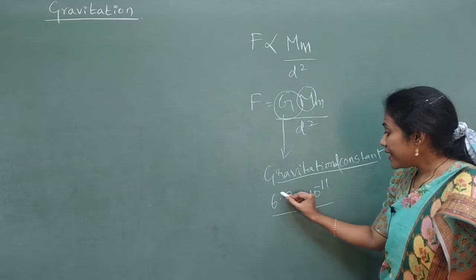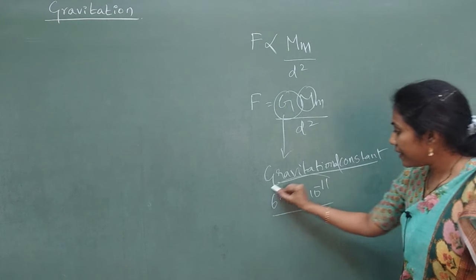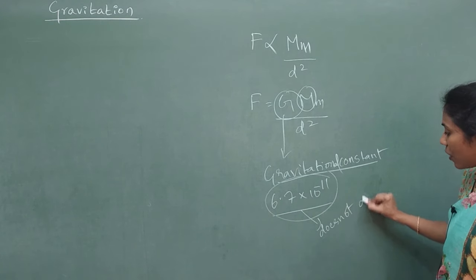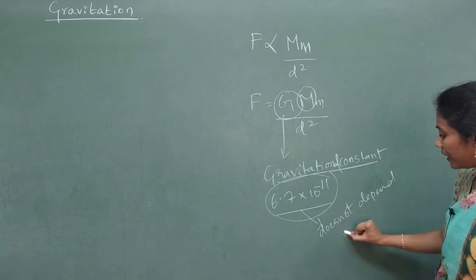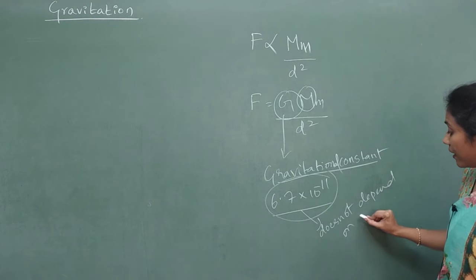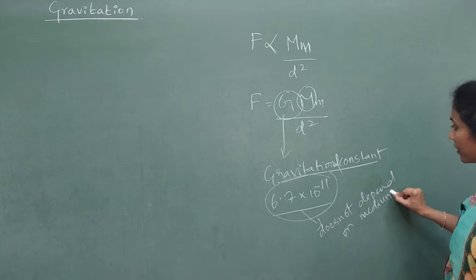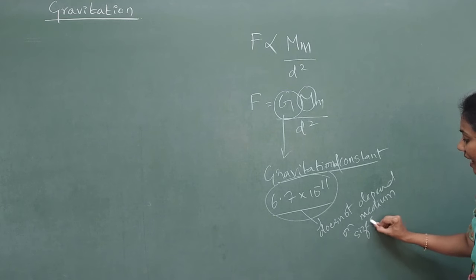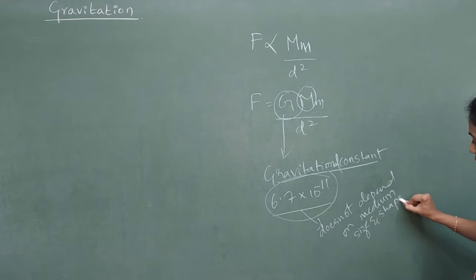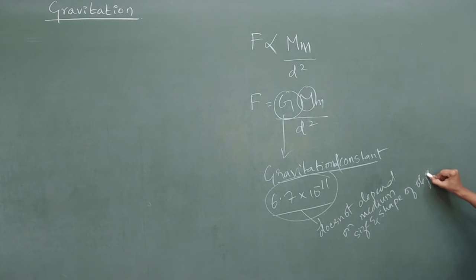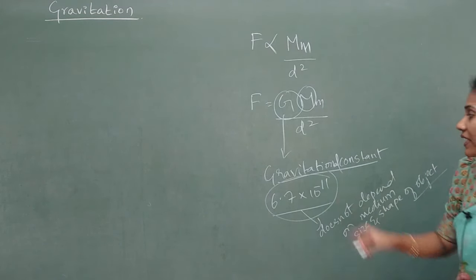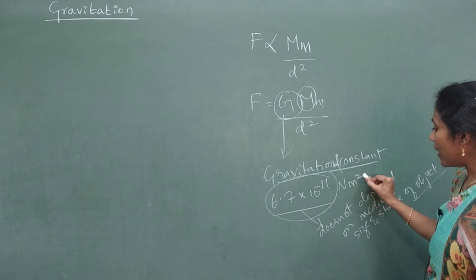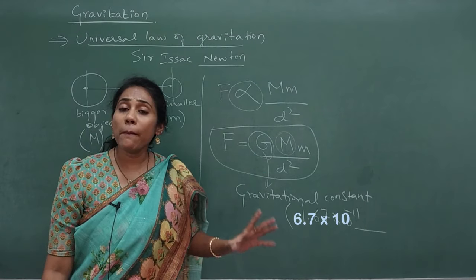This gravitational constant does not depend on, and this is a very important conceptual question, the medium. The medium in which the objects are present does not matter. It does not depend on the size and shape of objects either. Its unit is Newton meter square per kg square. No need to mug up the unit.